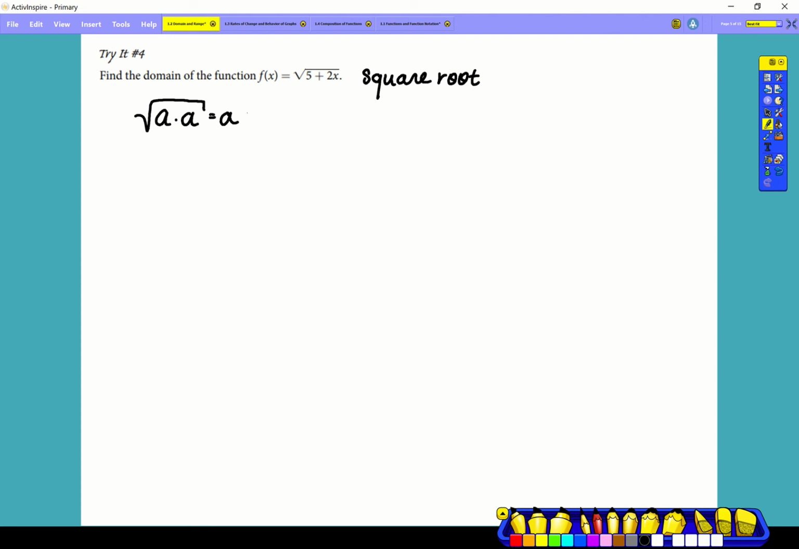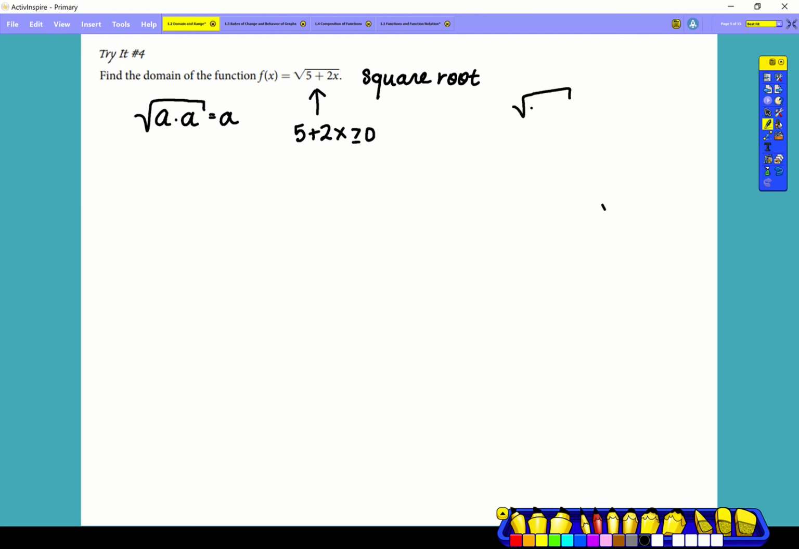Now, you need two of them. What can I not have under a square root? It can be 0, right? But 5 plus 2x has to be greater than or equal to 0. So it cannot be negative. I cannot have a negative under a square root. I can have a negative under a cube root, one with a little 3, but I cannot have it with a square root.